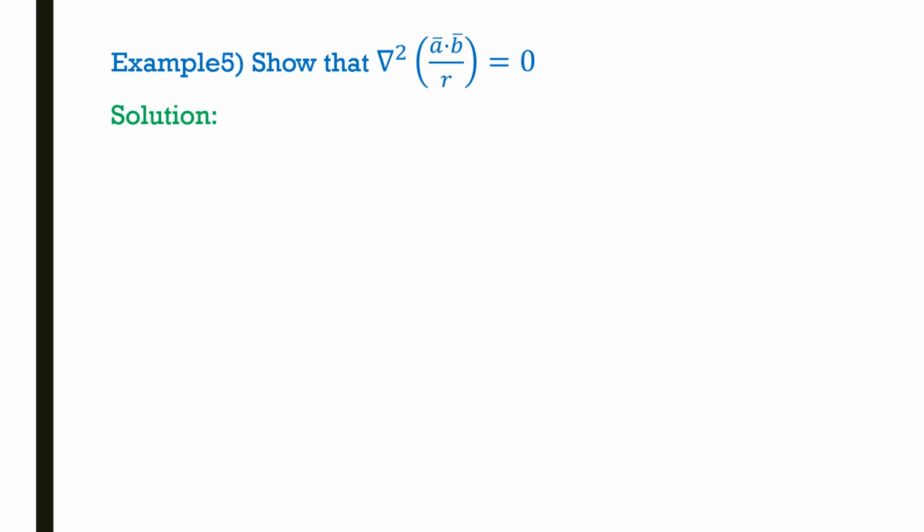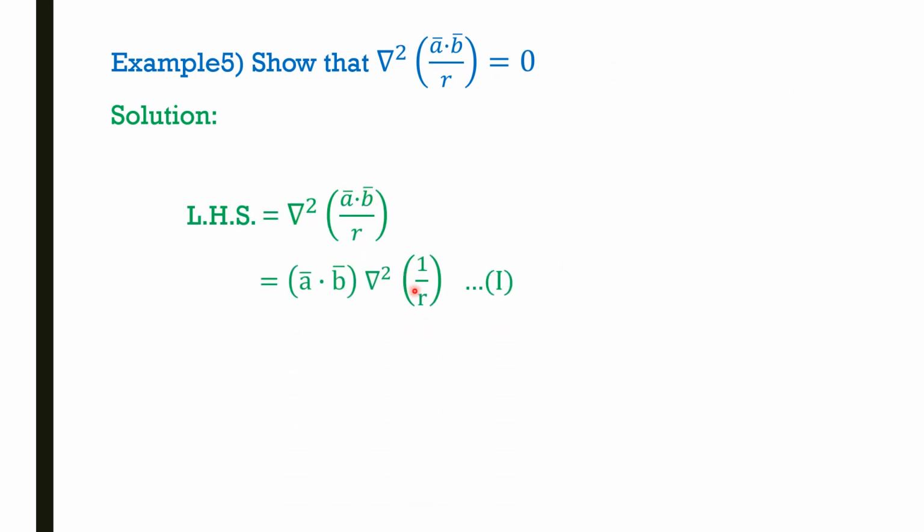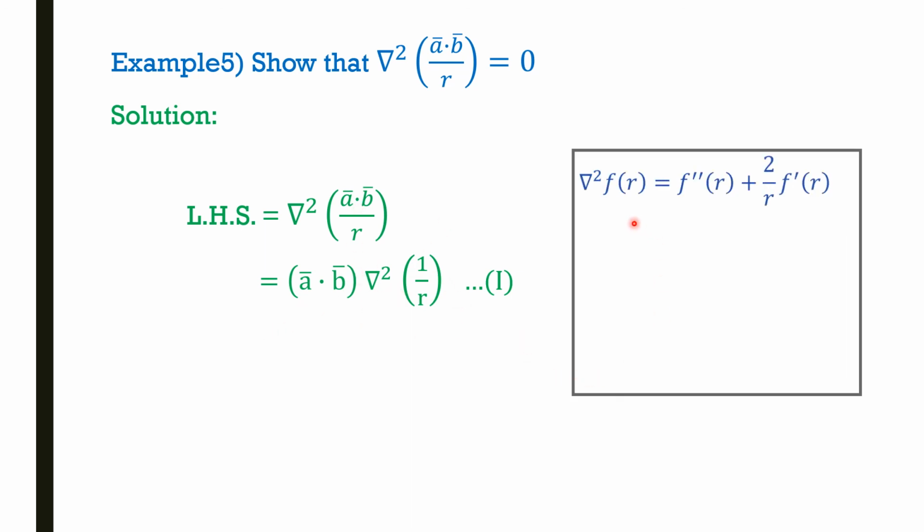Next one is to show that del square of a bar dot b bar upon r is equal to 0. Consider the same result again. Now a bar dot b bar is a scalar quantity, so there is no need to keep it inside the del operation; take it outside. Del square 1 upon r. As we know this result del square f of r, what is your f of r? 1 upon r. This is your f of r here.